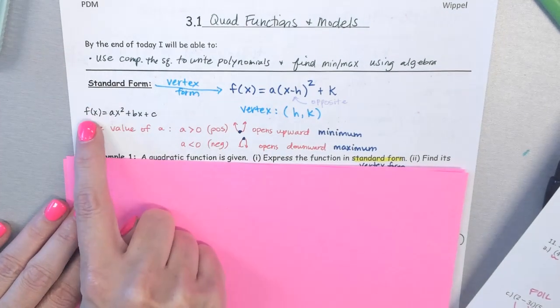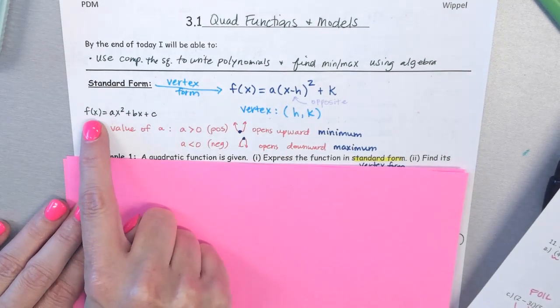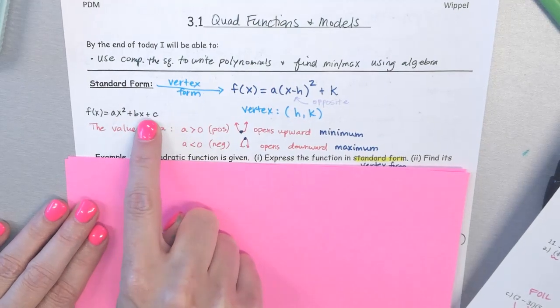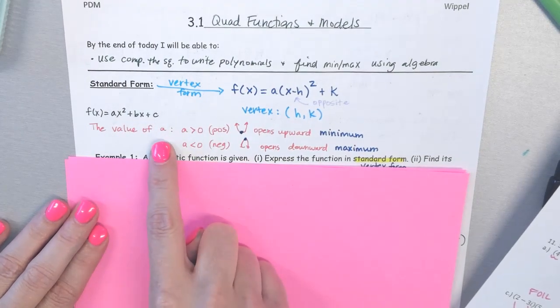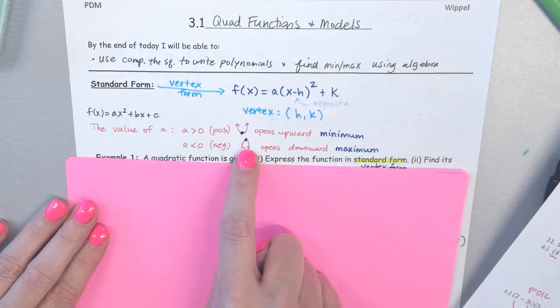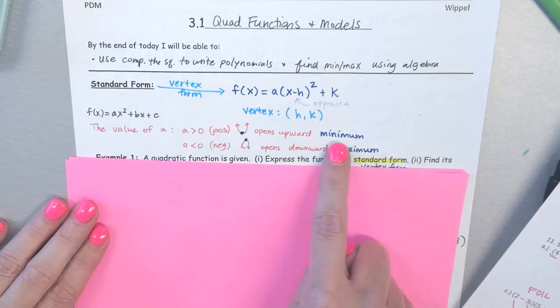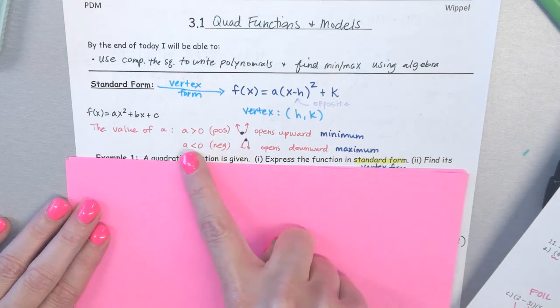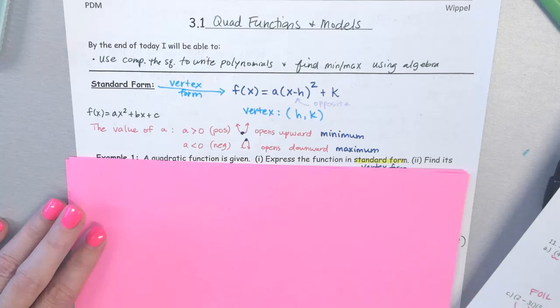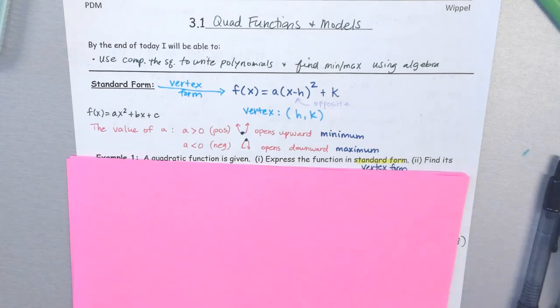And this is commonly what we call standard form, ax squared plus bx plus c. The value of a determines the way that the parabola opens. If a is positive, it opens upward, and that creates a minimum value. If a is negative, it opens downward, and that creates your maximum value. So we're going to be identifying whether we have minimums or maximums today. That is how we will be using that part.